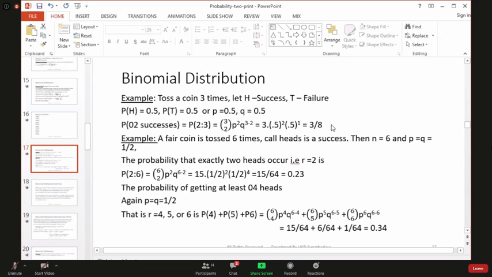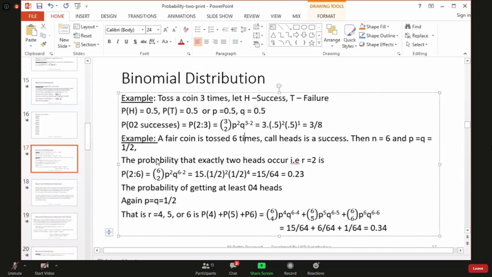Now we extend the concept. Remember, in this case we get 64 outcomes. If you draw the tree diagram, you get the 64 outcomes. A fair coin is tossed 6 times, calling heads a success. Then N is 6, P equals Q equals half. And the probability that exactly 2 heads occur, R equal to 2, then use the formula 6C2, P2, Q to the power 6 minus 2. Simplify, you get 15 upon 64.